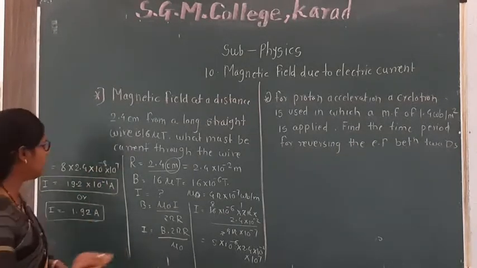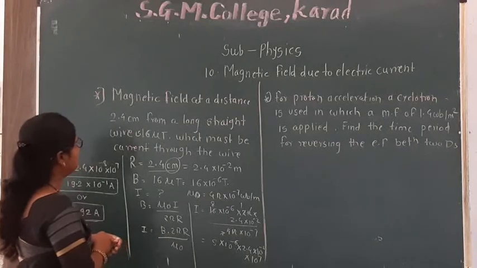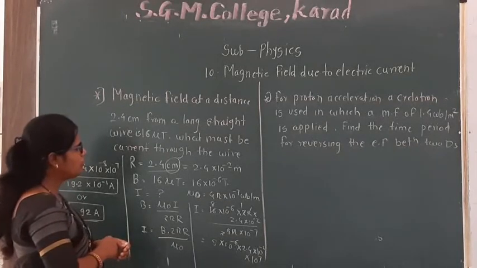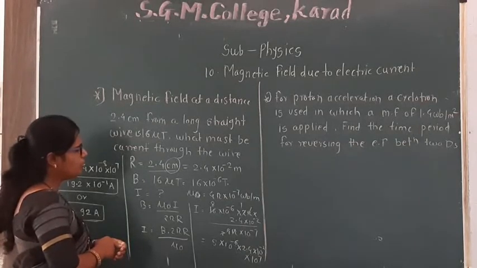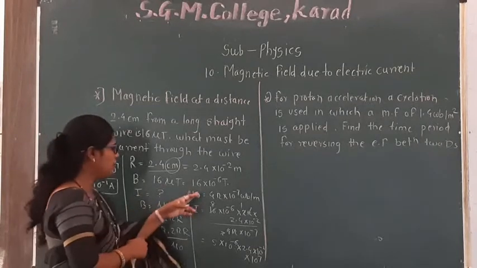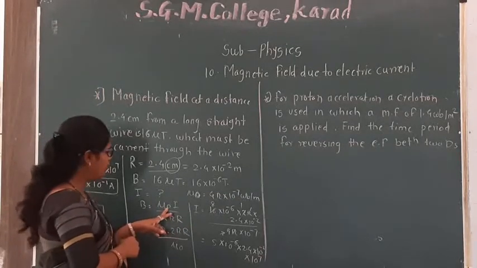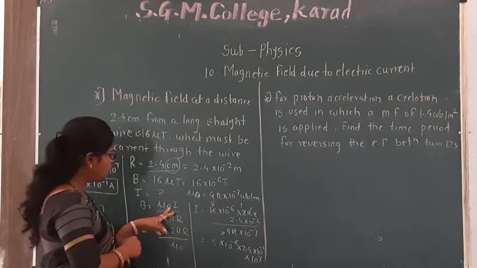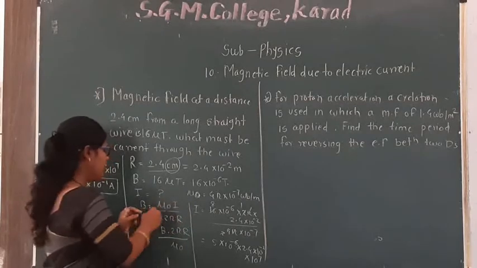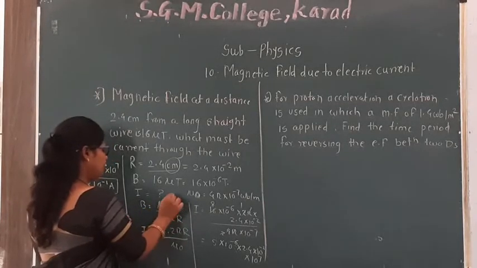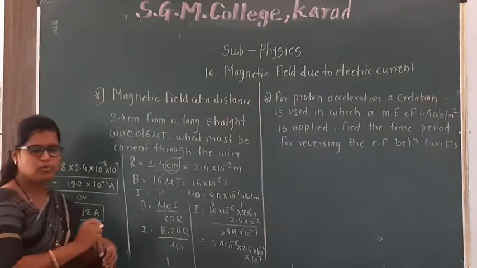Once again see here that R is given, that distance is given, 2.4 into 10 raised to minus 2. B is equal to 16 micro Tesla, 16 into 10 raised to minus 6. Convert micro into Tesla. Mu 0 value we have to know. B is equal to this formula also. You must know that mu 0 I upon 2 pi r. This formula is not given in the exam, so you have to remember this formula. After calculation we get the value of current is 1.92 ampere.